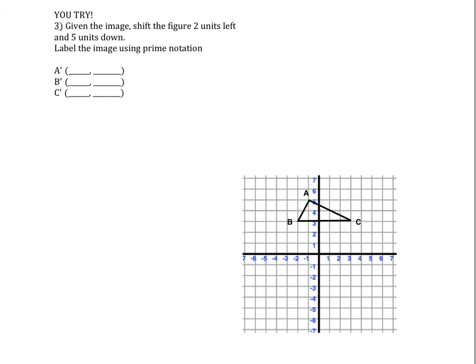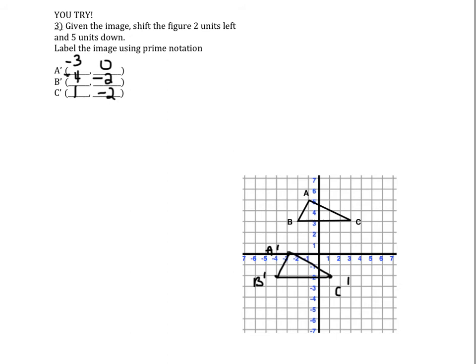Okay, now it's your turn to try. It says in this problem, you're given the image, that's the original. Shift the figure 2 units left and 5 units down. Label the image using prime notation, like A prime, B prime, C prime, and list your coordinates below. Pause the video for now, give it a try, come back to see the solution.